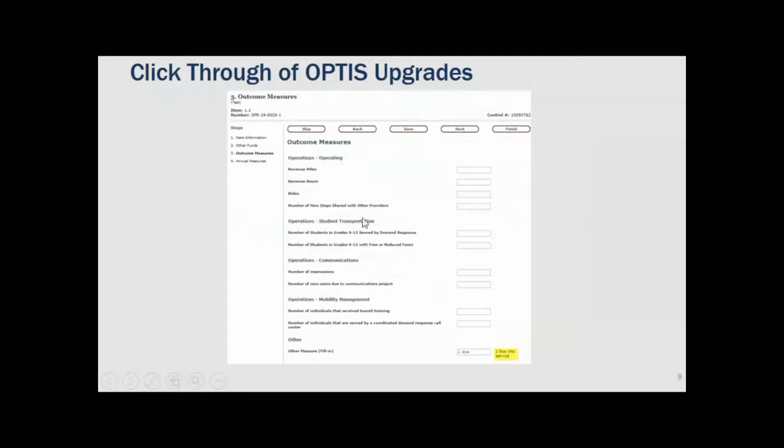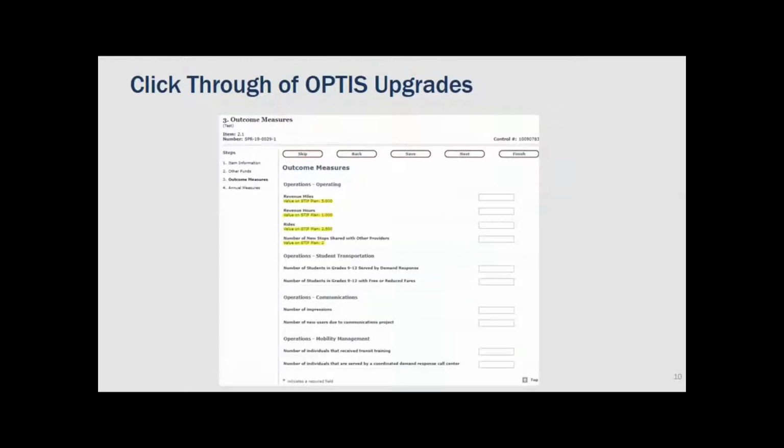And so additionally, the outcome measures is another area where we have that help text. This particular example is a capital purchase, and so we can see there's no help text for the operating pieces or the student transportation pieces because they're not applicable to this given project. We do have the other section where it was a fill in the blank, and we're procuring one bus. And so that's kind of what's listed in the outcome measures.